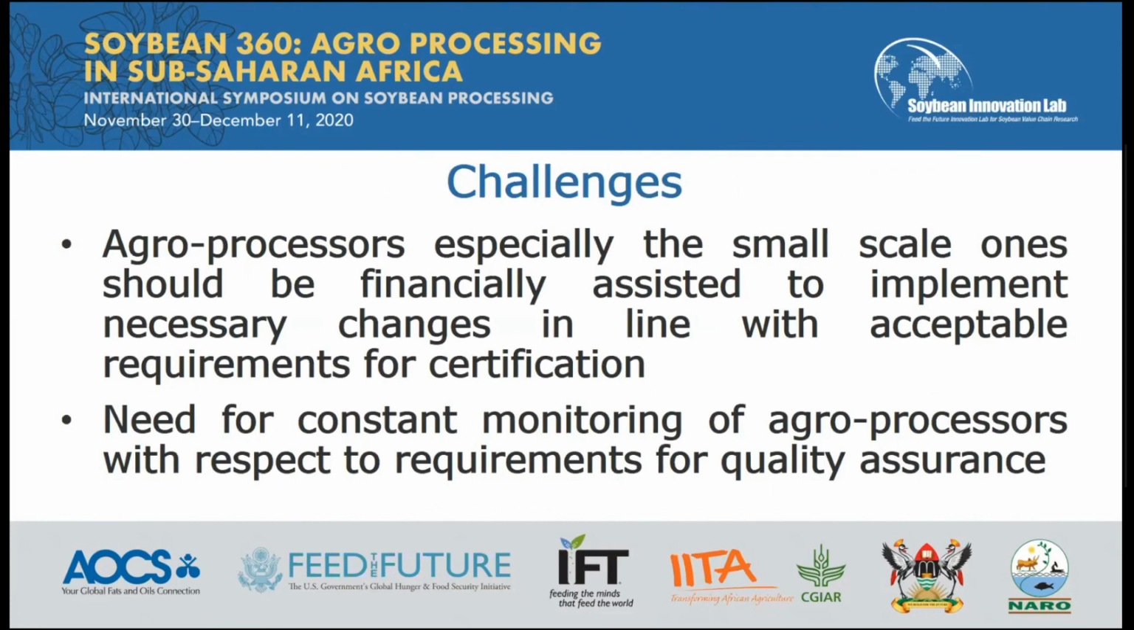Okay, and again, agro-processors, especially the small-scale ones, should be financially assisted to implement the necessary changes. Yes, we can provide them with all the training that they need, but there are certain things which will require some financial injection, and therefore it's important that they are assisted. On how, I think that can be a big debate, because we want them also to be self-sustainable in their businesses. And lastly, we need also constant monitoring of the agro-processors, again with respect to requirements for quality assurance.